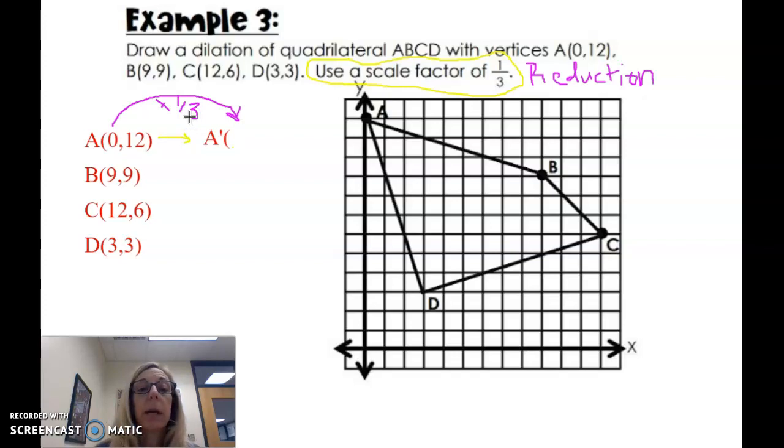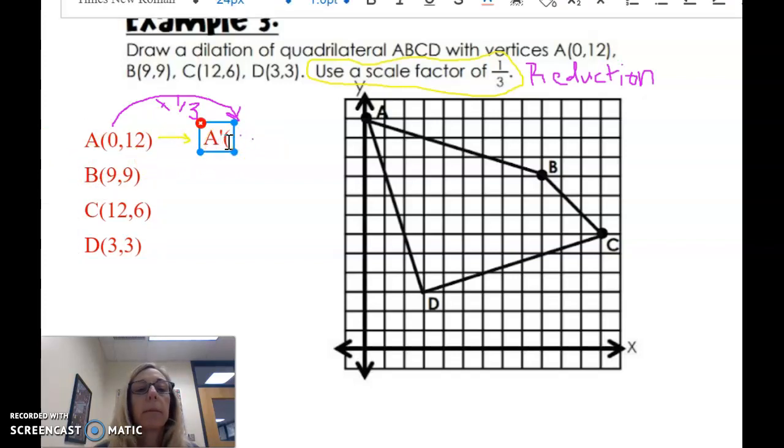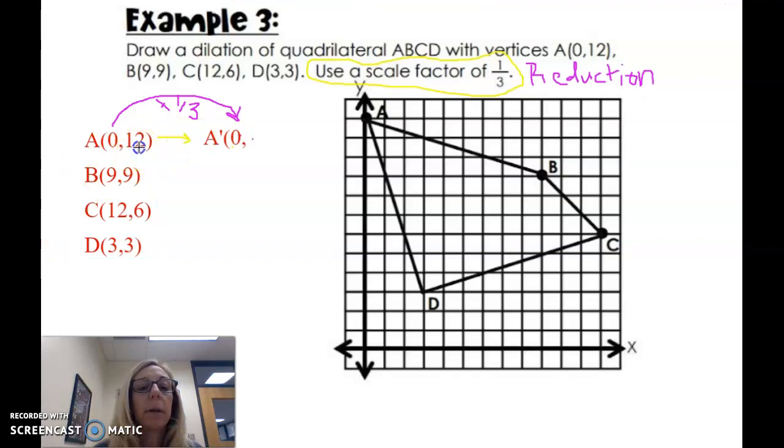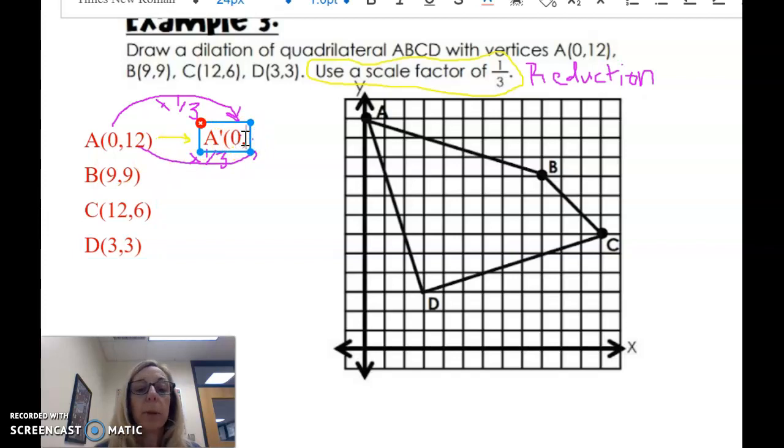So 0 times 1/3, we once again just get 0. Anything times 0 is just 0, so that one's pretty easy to figure out. But when I take 12 and multiply it by 1/3, and you can do that in a calculator if you need to, it means the same thing as dividing by 3. So if I take that value of 12 and divide it by 3, or multiply it by 1/3, I get the value of 4. So that will be my first image point.